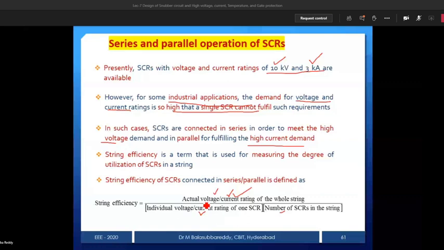If you want, you can write different versions. String efficiency when SCRs are connected in series: the actual voltage rating of the whole string divided by the individual voltage rating of one SCR times the number of SCRs connected in series. Otherwise, for parallel, you make use of current. That's all for the string efficiency formula. Now, the string efficiency is always less than 1. What is the reason?